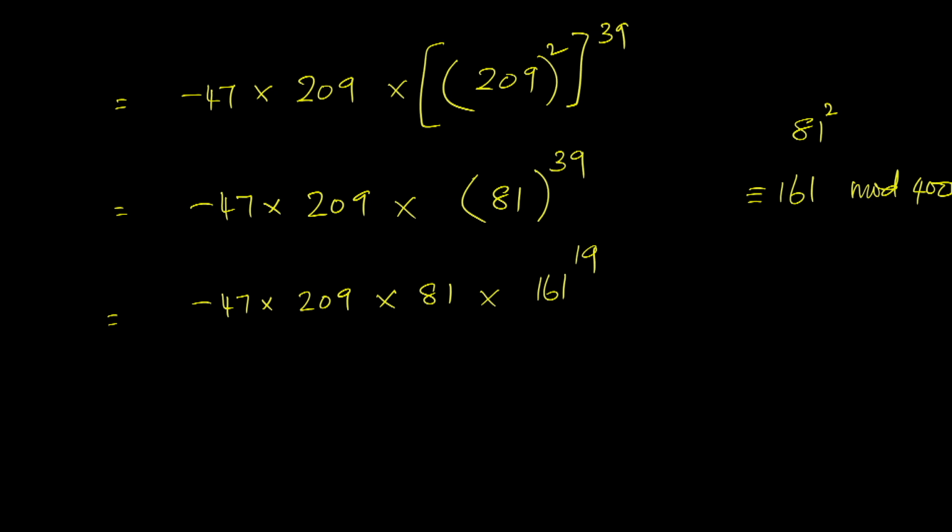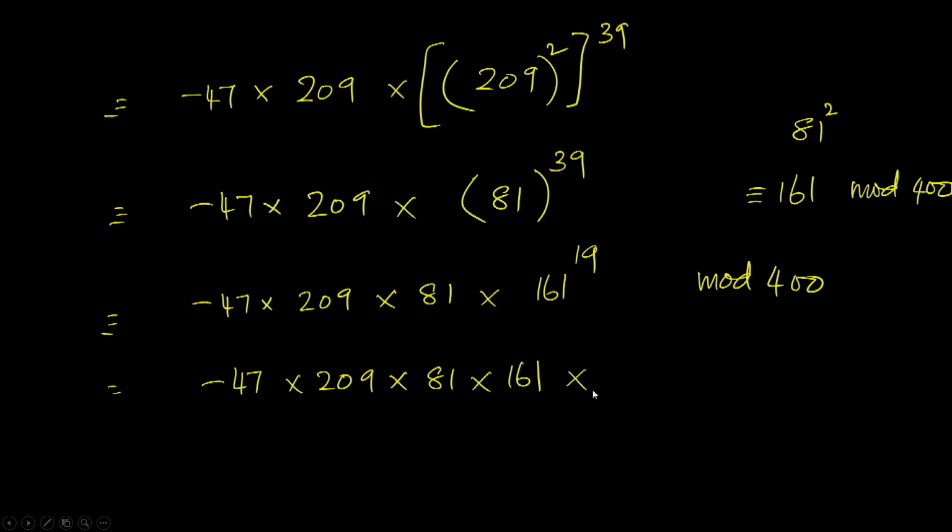So, the equation becomes this: 161 power 19 is what we need to find, all mod 400. So, these are all congruences, which can be further written as, take 161 out, then we have 161 power 18, which is 321 power 9, because 161 squared is 321 mod 400.